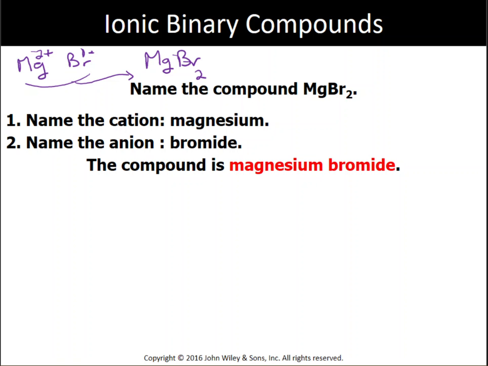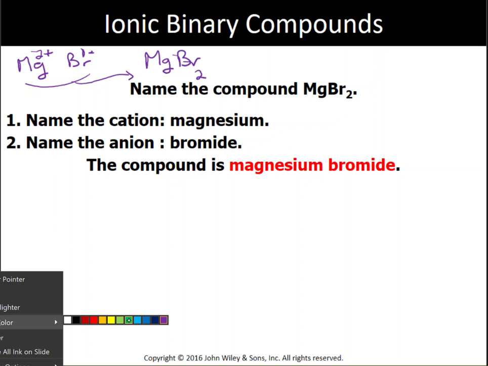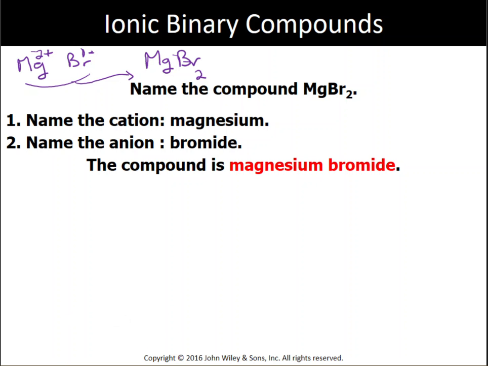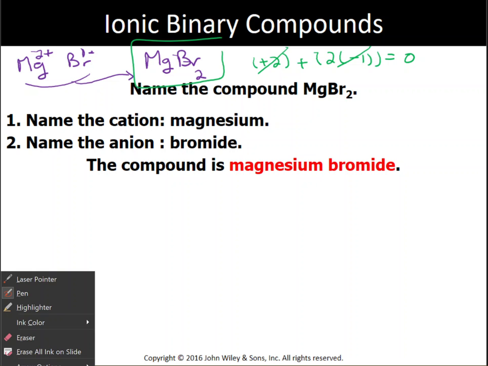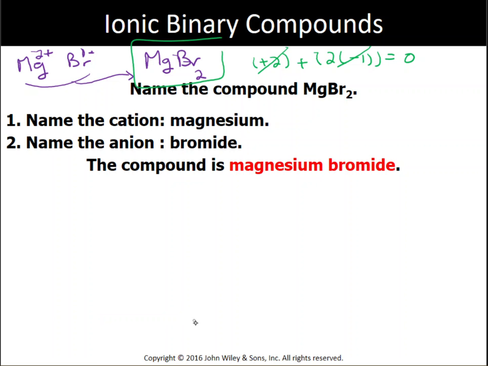Now, after you write the formula, you always have to double check to make sure you got it right. To double check, I have 1 magnesium, positive 2. I have 2 bromines, each one of them negative 1, which gives a negative 2. So this is the correct formula of magnesium bromide. So let's look at another example.